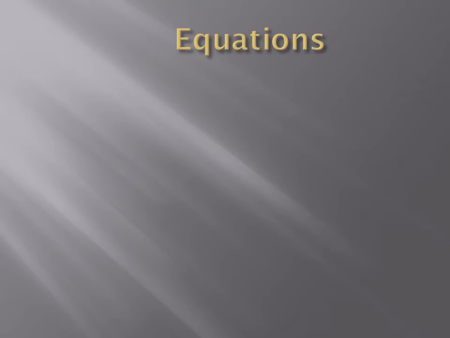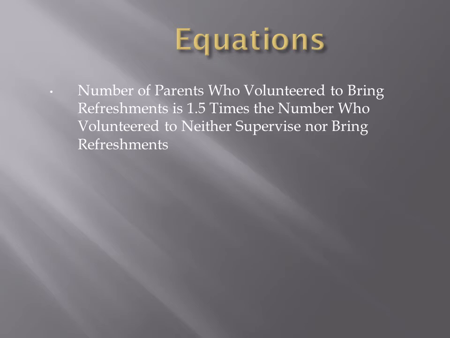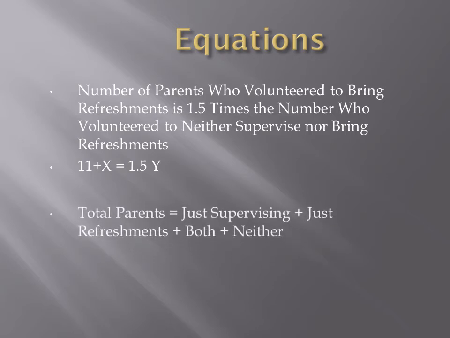So let's talk about those equations that we're going to create. The first equation is going to be based on the information that the number of parents who volunteered to bring refreshments is 1.5 times the number who volunteered to neither supervise nor bring refreshments. We had that whole right-hand circle, which is the total number of parents who volunteered to bring refreshments, and that right-hand side was 11 plus X. That is equal to 1.5 times the number who volunteered to neither supervise nor bring refreshments, our unknown variable Y. So 11 plus X is going to be equal to 1.5 times Y.